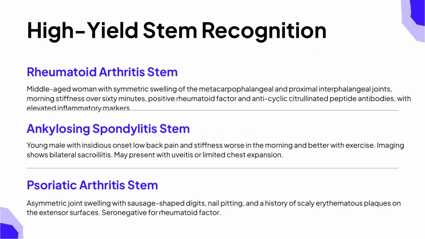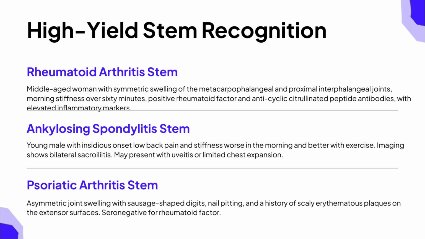Now let us go through high-yield stem recognition. For rheumatoid arthritis, the classic stem is a middle-aged woman with symmetric swelling of the metacarpophalangeal and proximal interphalangeal joints, morning stiffness over 60 minutes, and positive anti-cyclic citrullinated peptide antibodies with elevated inflammatory markers.